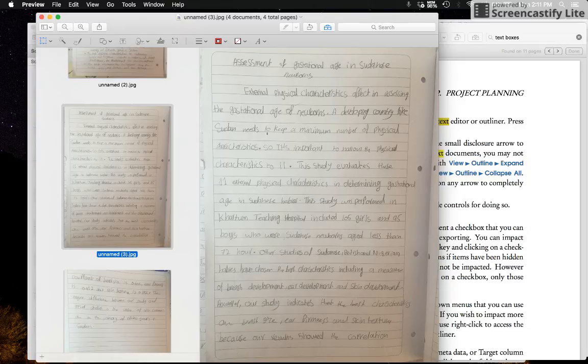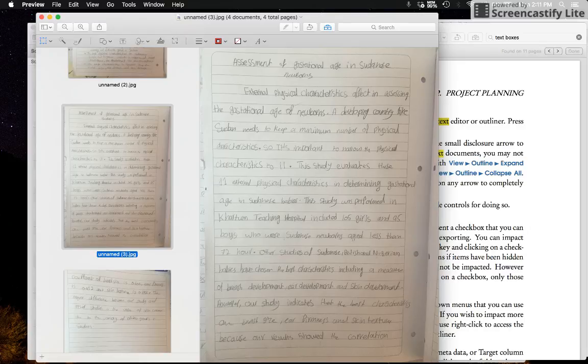A developing country like Sudan needs to have a minimum number of physical characteristics. Okay, I think you can explain that a little bit better by saying that in a developing country it is important to have minimal characteristics, right? So it's important to narrow the physical characteristics to 11. Actually, they narrow it to less than 11, so you're not actually stating this correctly.